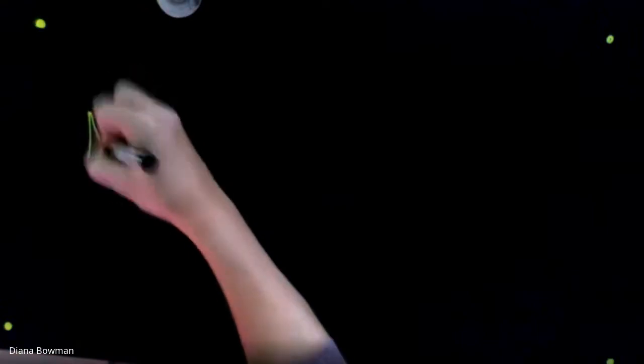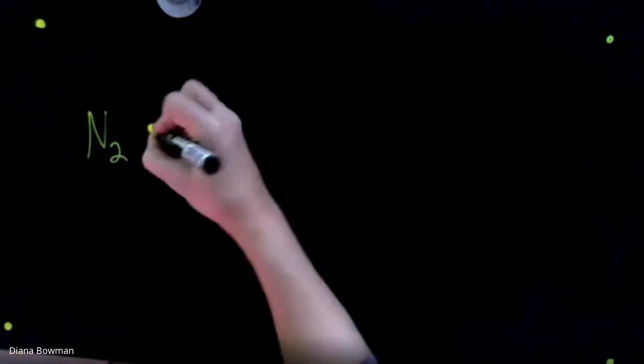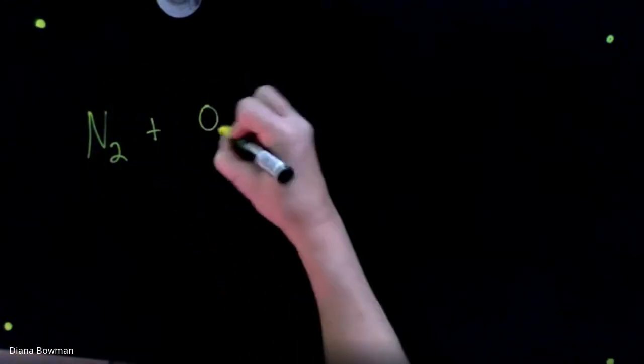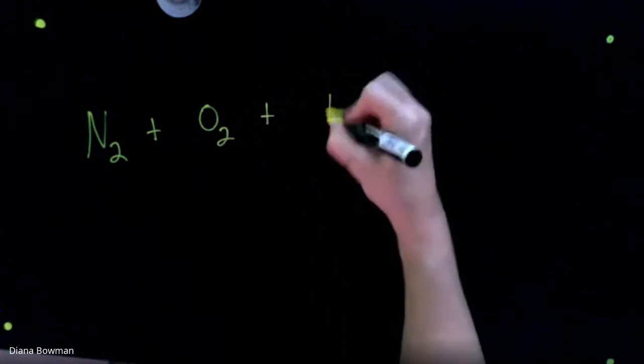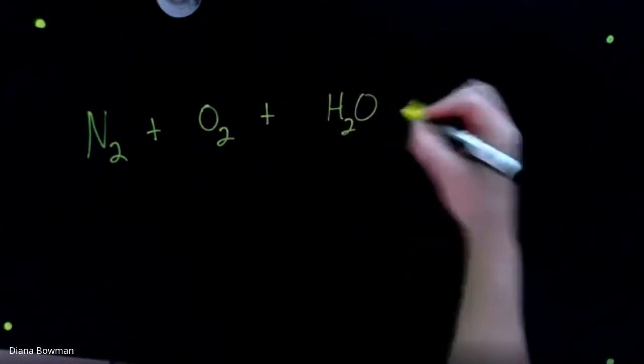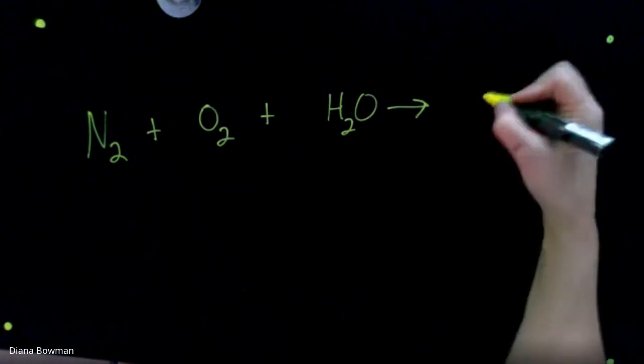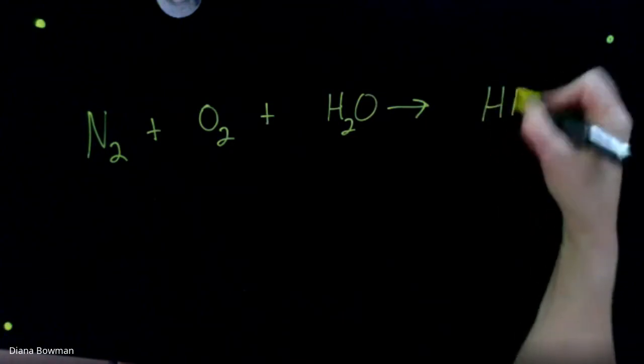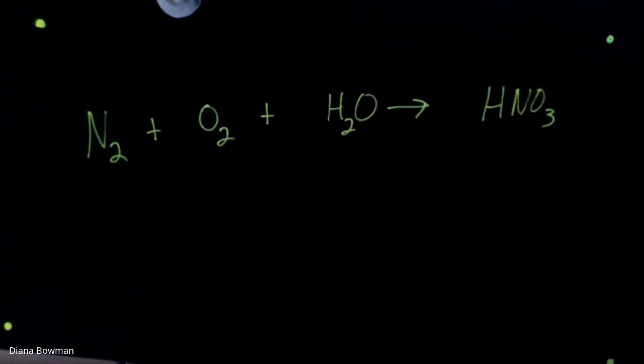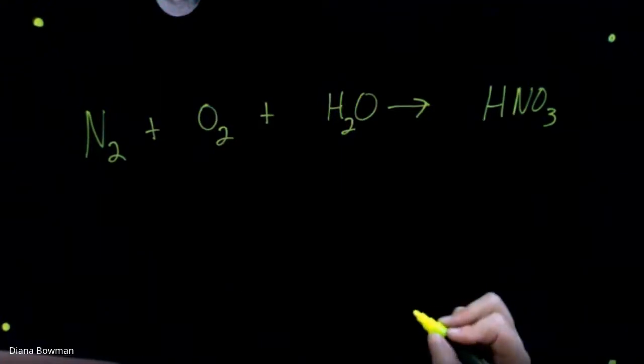So we're going to do N2 plus O2 plus H2O. It's got 3 reactants on this one, and they're going to come together to make nitric acid, which is HNO3. I'm glad you chose this one. This is a tough one.